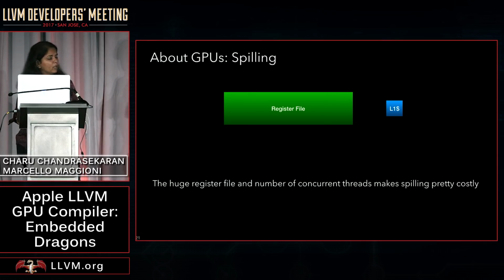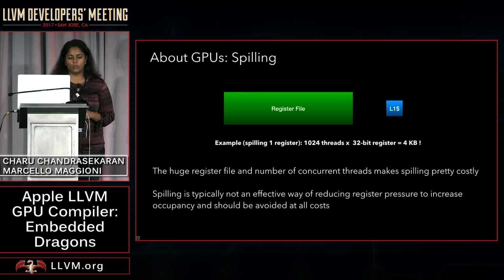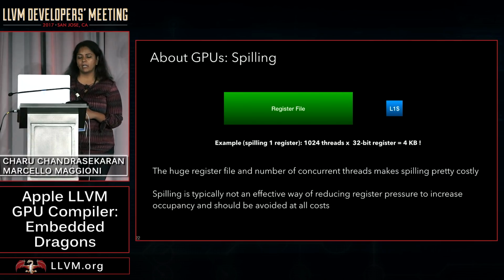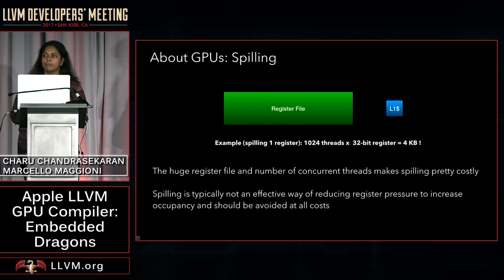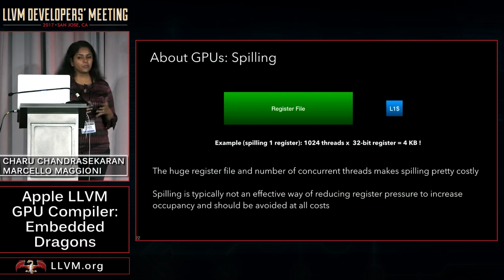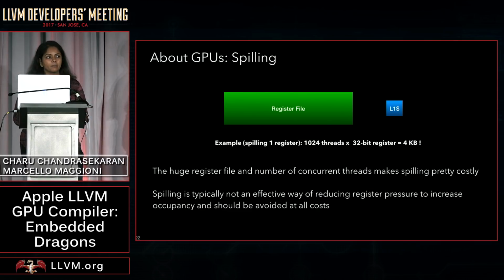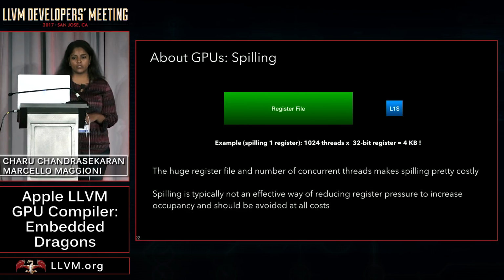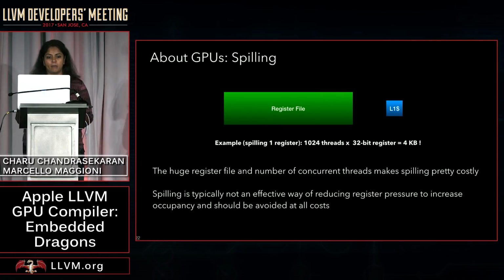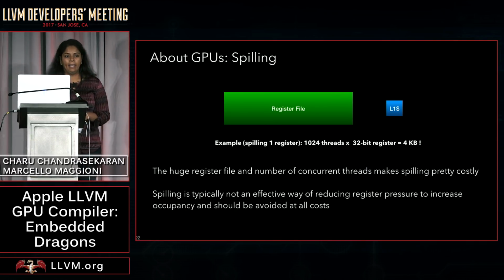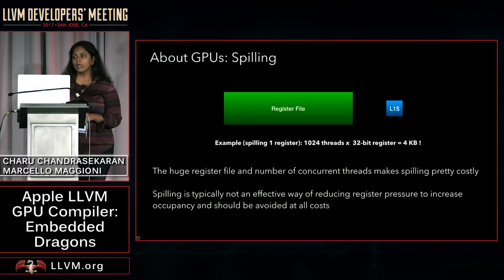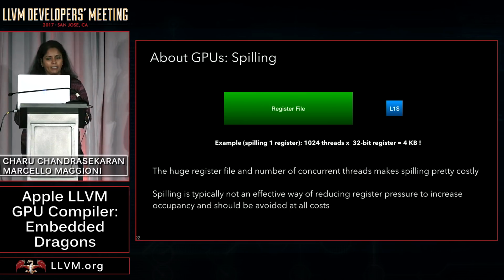Let's understand spilling with an example. Let's assume we have a GPU that has 1024 threads running concurrently. This is more like a real-world GPU as opposed to our 32-thread example. If all these threads are trying to spill exactly one 32-bit register, then we actually end up spilling 4 kilobytes of data because there are so many threads. Due to this, the L1 cache can fill up pretty quickly, even at very low levels of spilling.